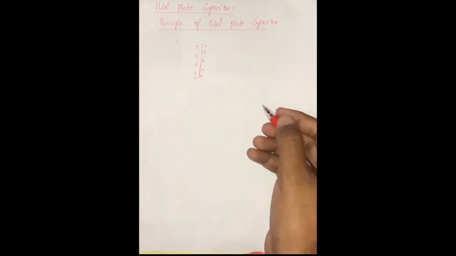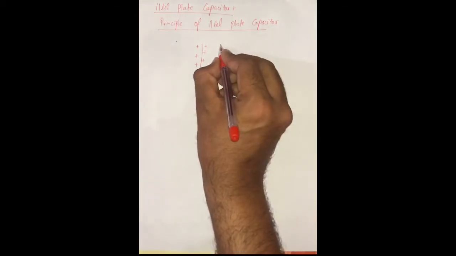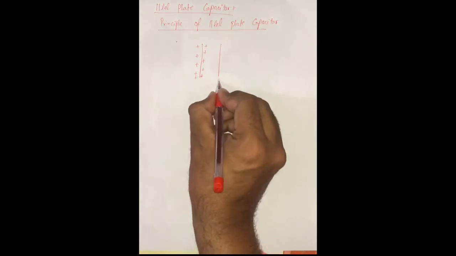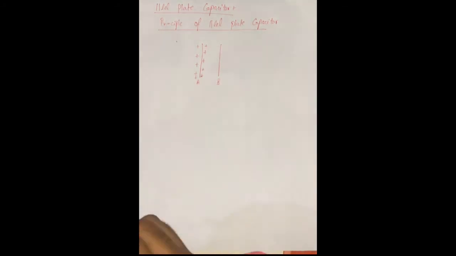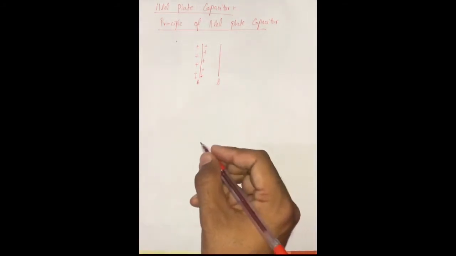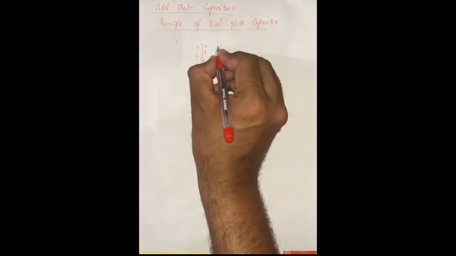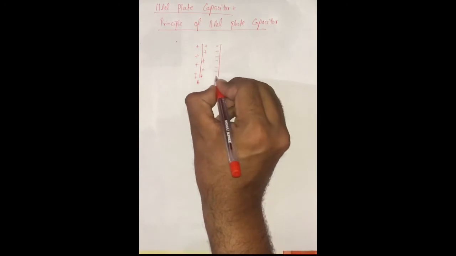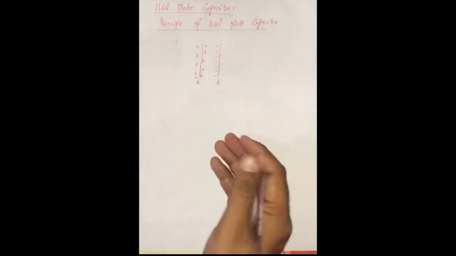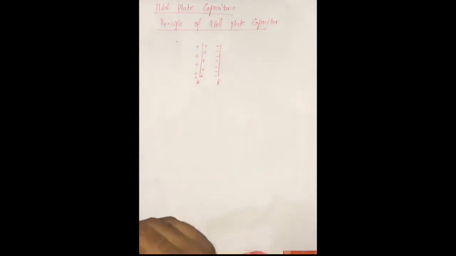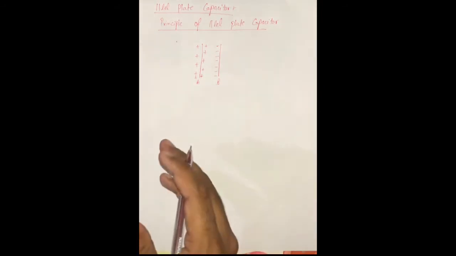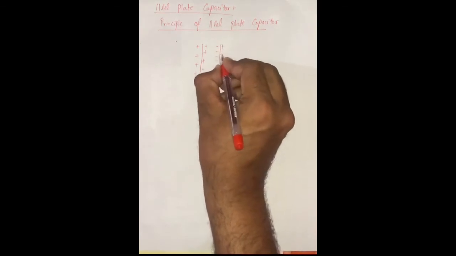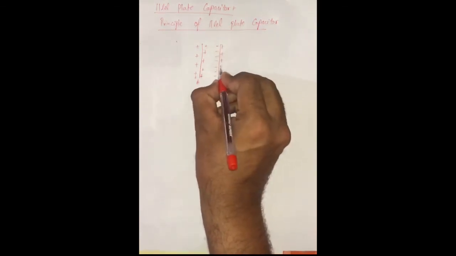Now let us bring another plate near this one. Now this plate B, due to the property of induction, will attain negative charge on its surface, which is near the plate A. Now due to this negative charge attained, the opposite face of plate B will attain a positive charge.